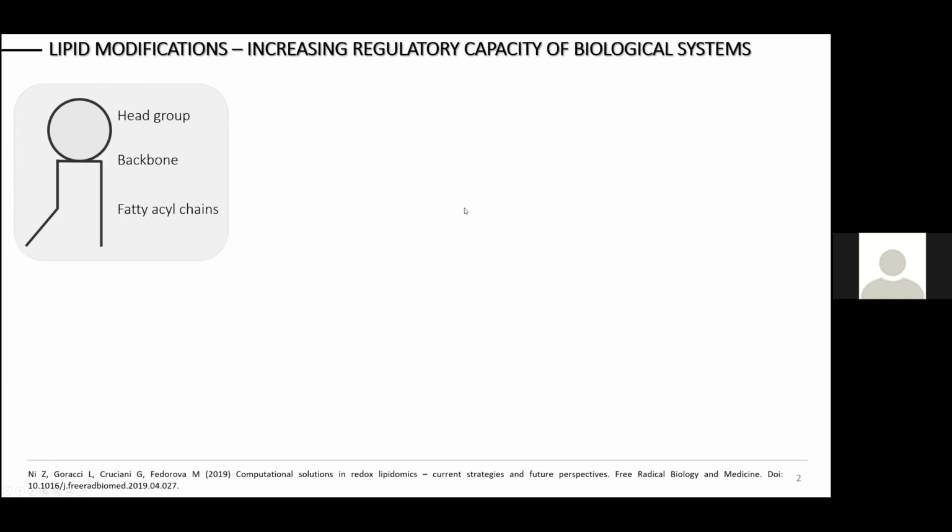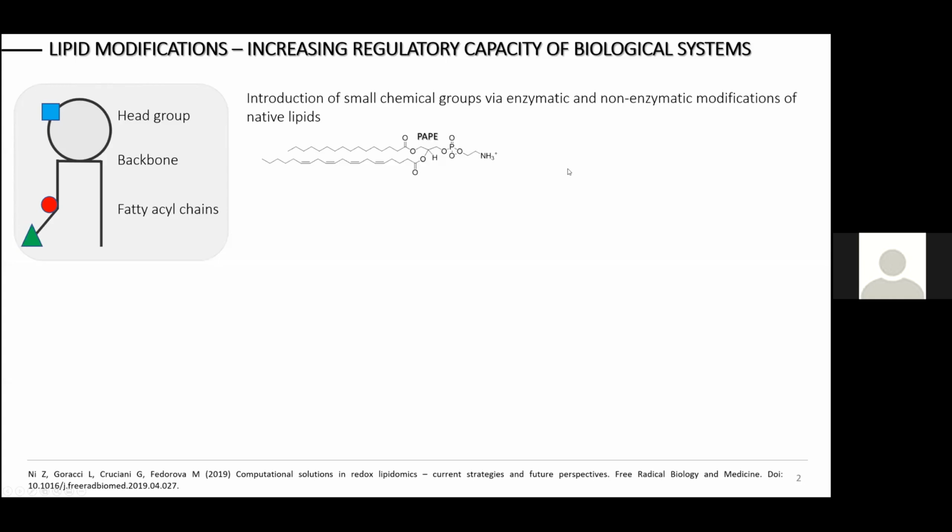capacity of biological systems. Those complex lipids can get modified on different positions, including their head groups and fatty acid chains, maybe sometimes even a backbone, via introduction of small chemical groups, enzymatically or non-enzymatically. Just a few examples here. For instance, a PA-PE lipid can get oxidized via lipoxygenase catalyzed reaction or free radical driven hydroxylation with the formation of different hydroxy derivatives.